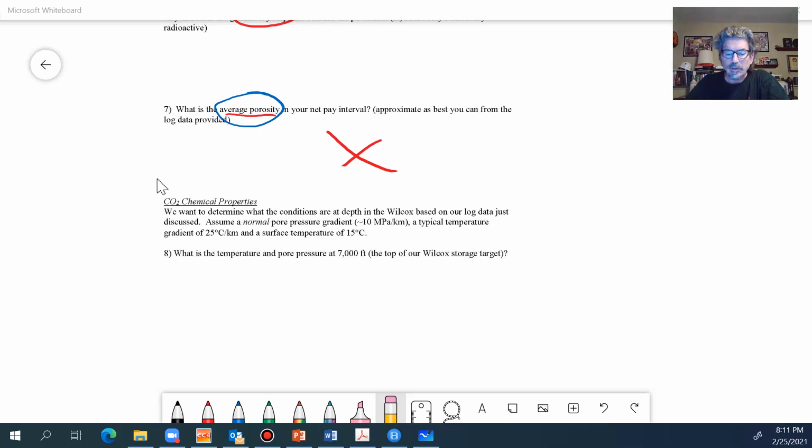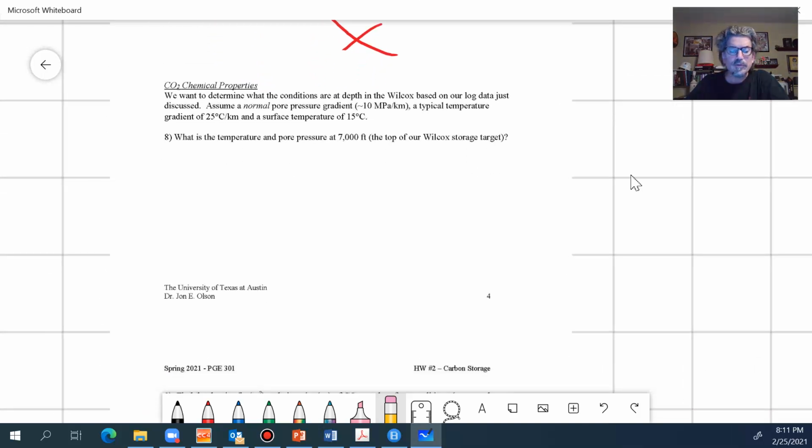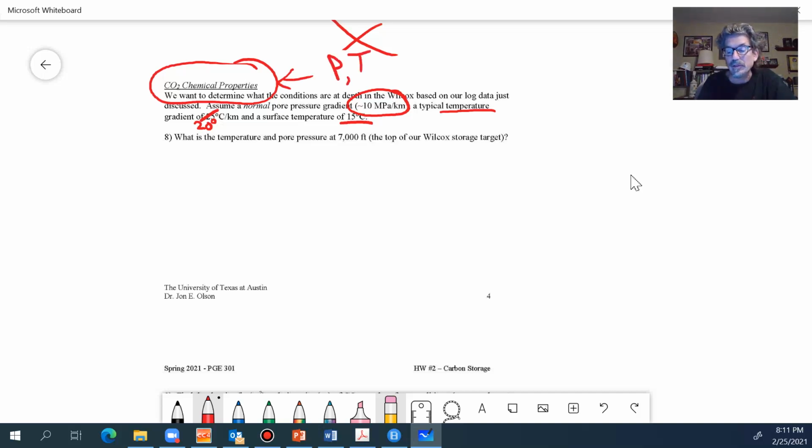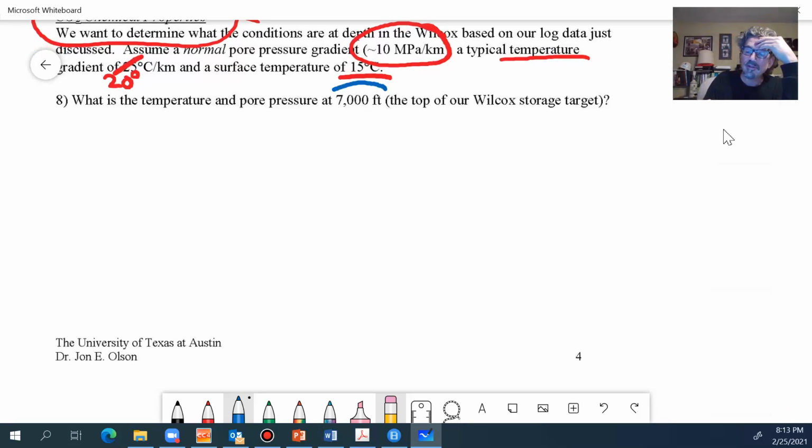Okay, now we're going to talk about the CO2 properties. And in your handout, this actually won't say 25 degrees C per kilometer, but let's say 20 degrees C per kilometer for the temperature gradient and surface temperature of 15 degrees C. And then we have a pressure gradient. So in order to figure out the chemical properties of a gas, you need to know the pressure and temperature conditions. And so you've got a depth in feet.